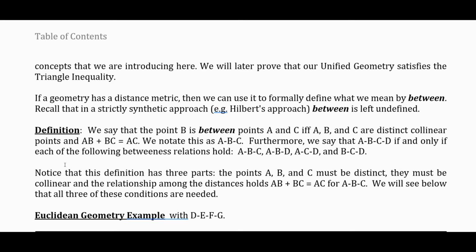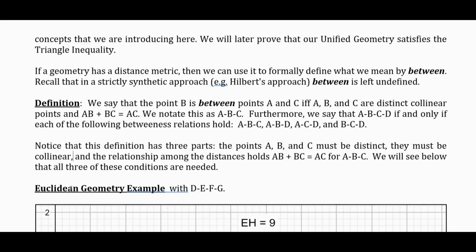Furthermore, we say that A-B-C-D if and only if each of the following betweenness relationships hold. B is between A and C, B is between A and D, C is between A and D, and C is between B and D. Notice that this definition has three parts. The points A, B, and C must be distinct, they must be collinear, and the relationship among the distances holds. That is, AB, the distance from A to B, plus the distance from B to C has to equal the distance from A to C for B to be between A and C. We will see below that all three of these conditions are needed.